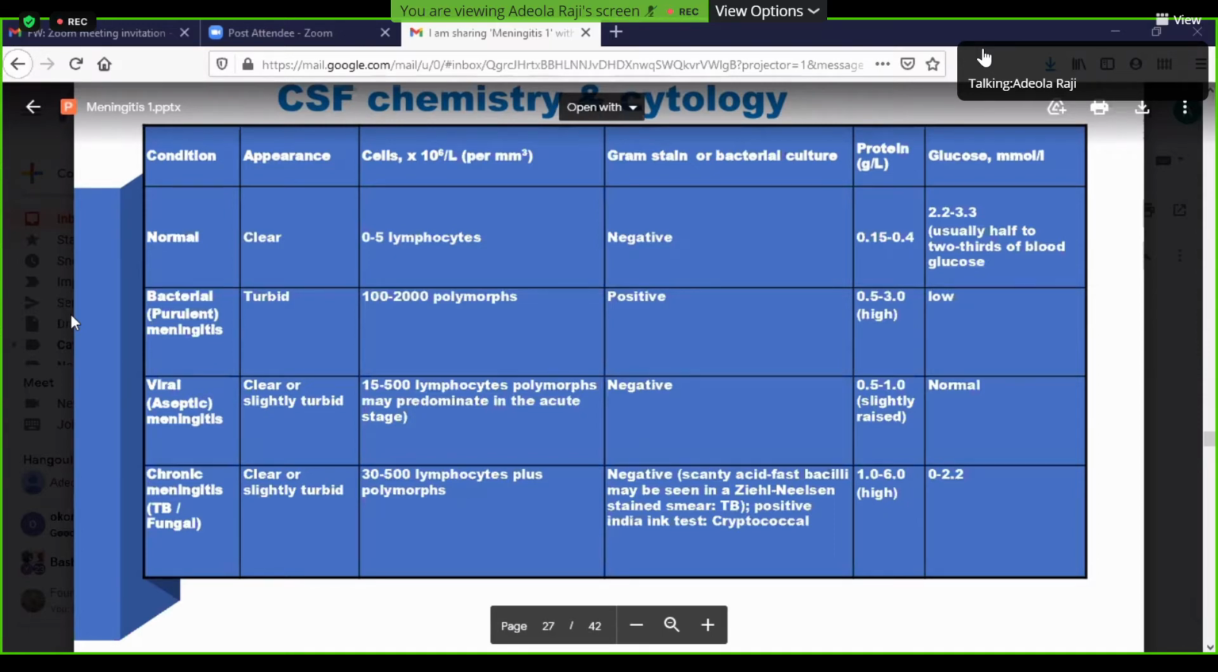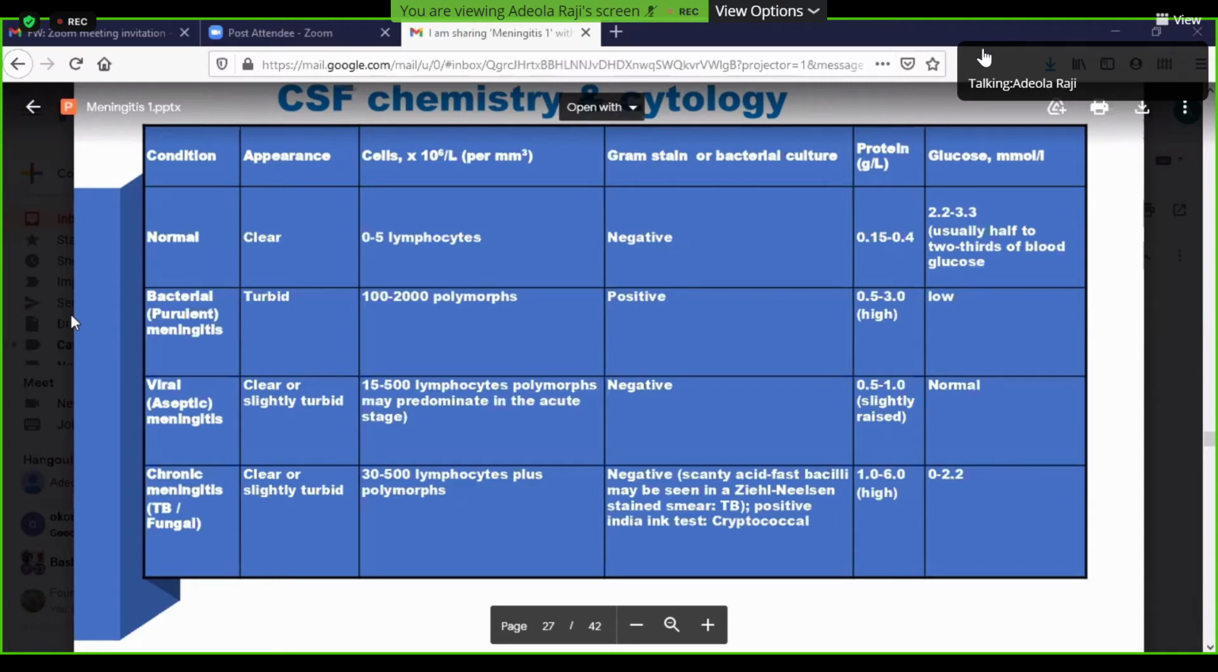A gram stain, a bacterial culture will be negative because these are viral agents. The protein is slightly elevated, not as elevated as what you have with bacterial meningitis, but albeit above what you have in normal CSF. Now, the glucose is normal or slightly reduced.